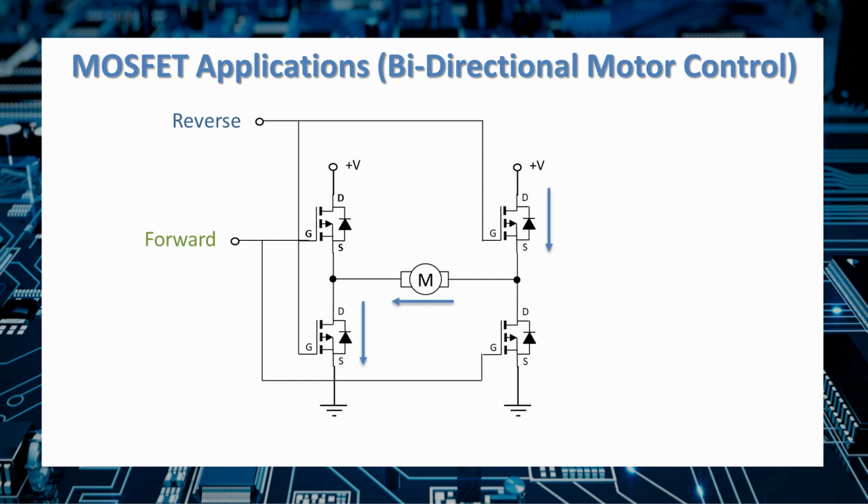If I apply a voltage to the reverse input, then current will flow through the MOSFET on the upper right, through the motor in the opposite direction, and then down through the MOSFET on the lower left. So the current is going through the motor in the opposite direction, and the motor will turn in the opposite direction. H-bridge configurations like this are very common in robotic and other motor control applications.